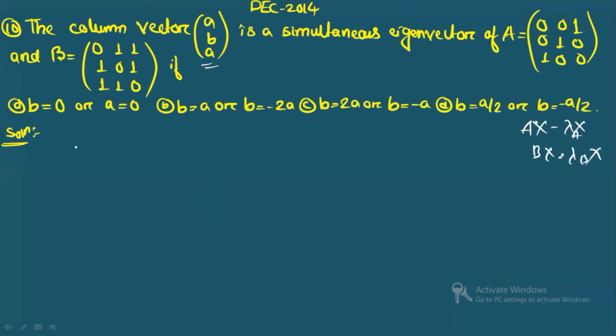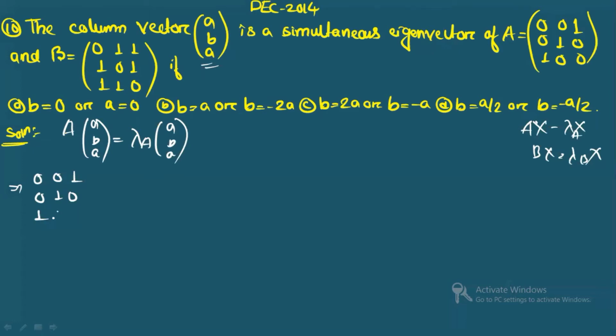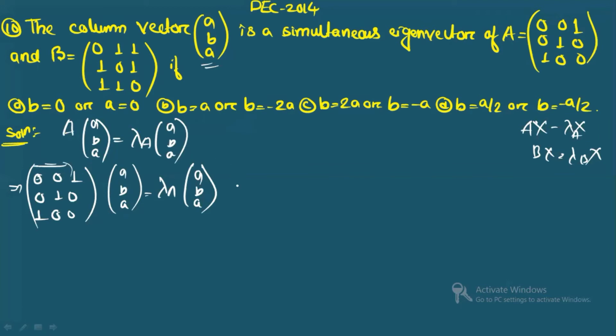So if we write here, the vector ABA equals lambda A times ABA. The matrix A is 0, 0, 1, 0, 1, 0, 1, 0, 0. You will have to find the value of B and A only. And here you are getting ABA, and here it is lambda ABA. So just do the multiplication. In this way only you will be doing.